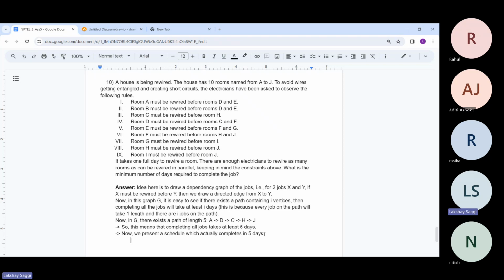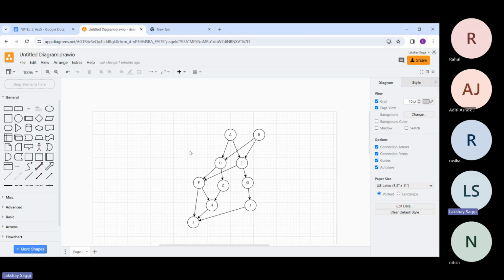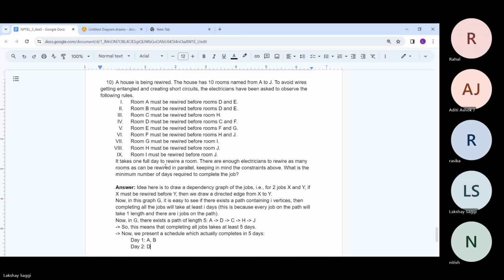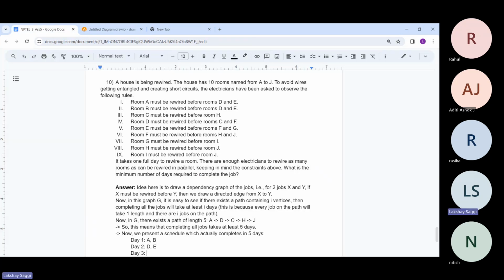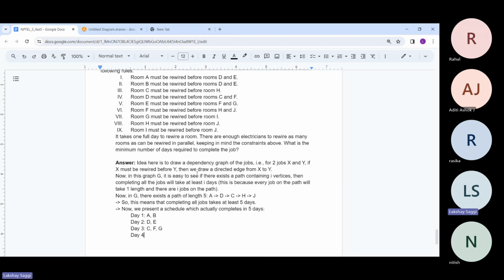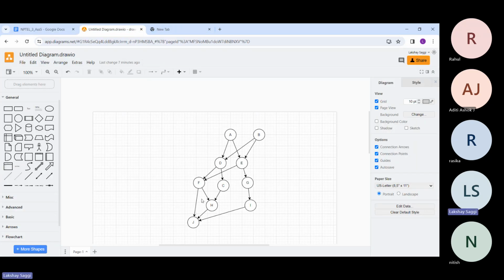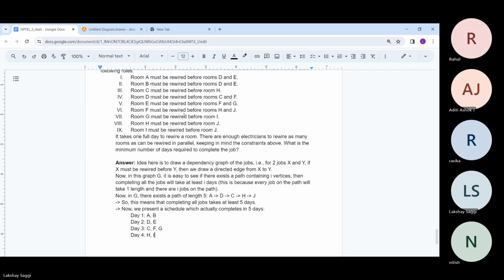And what is the schedule? The schedule is on day 1, we process A and B. And on day 2, we process the jobs D and E. And on day 3, we process the jobs F, C, G, or maybe just I can say that C, F, G for just maintaining alphabetical order. And on day 4, H and I, and on day 5, J.